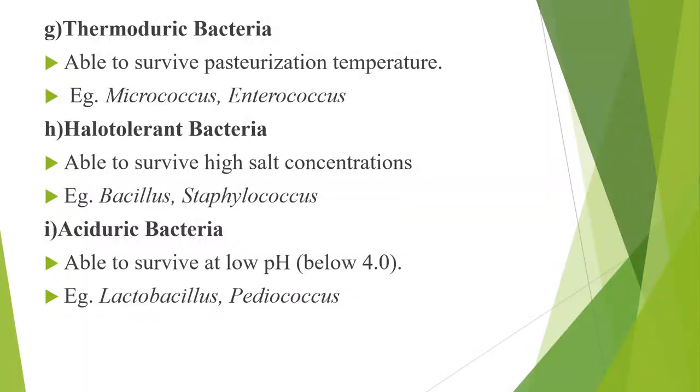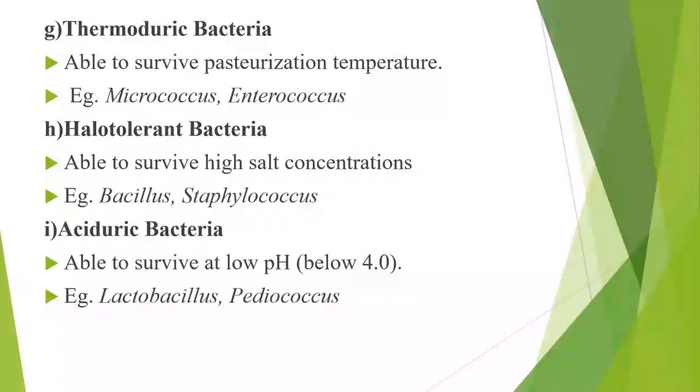Next group is the thermoduric bacteria, and these are the group of bacteria that are able to survive pasteurization temperature. We know that pasteurization is the technique we use for the preservation of milk and milk related products, and these thermoduric bacteria are the ones that will lead to the contamination or spoilage of milk and milk products, because they have the ability to survive the pasteurization temperature. Examples are Micrococcus and Enterococcus.